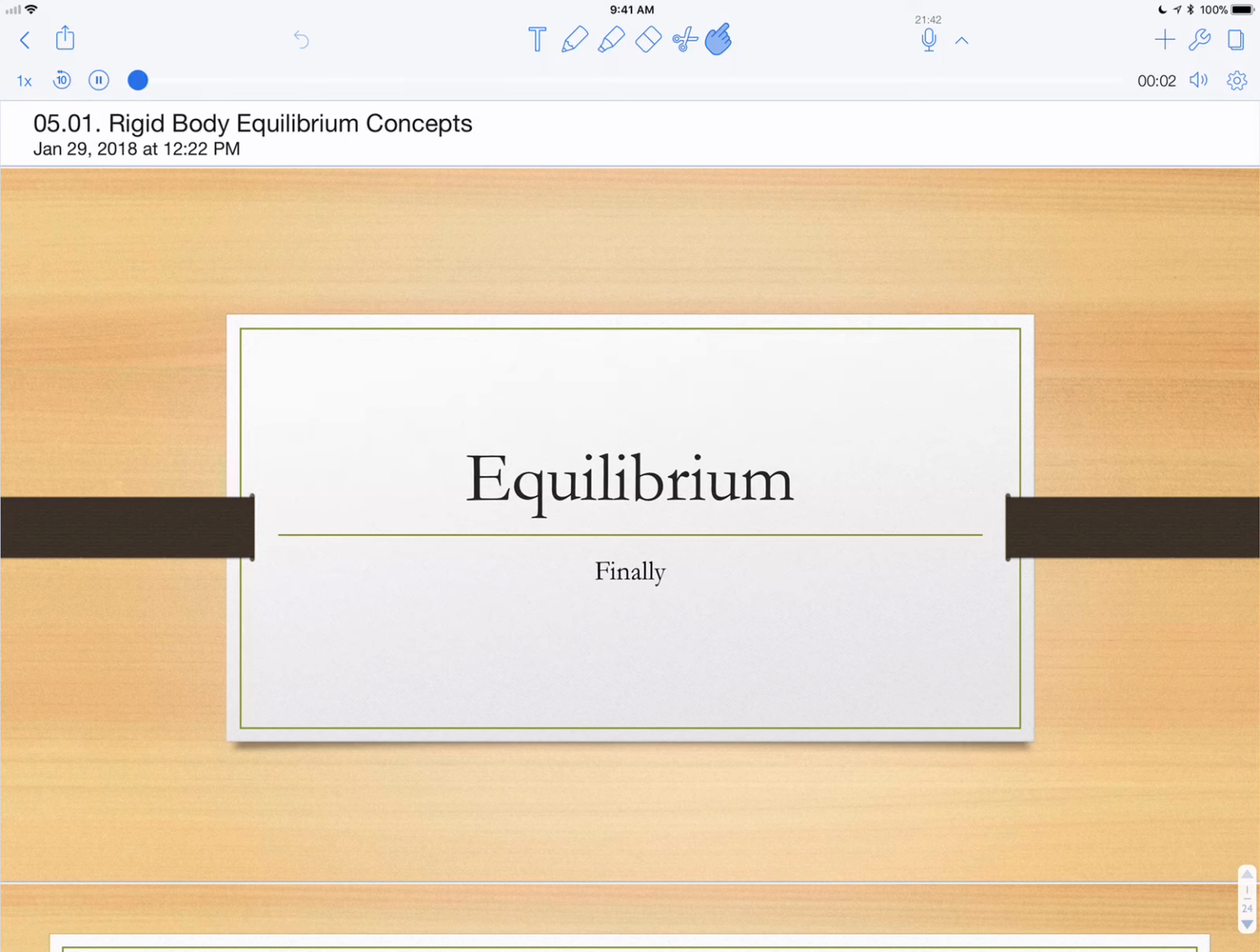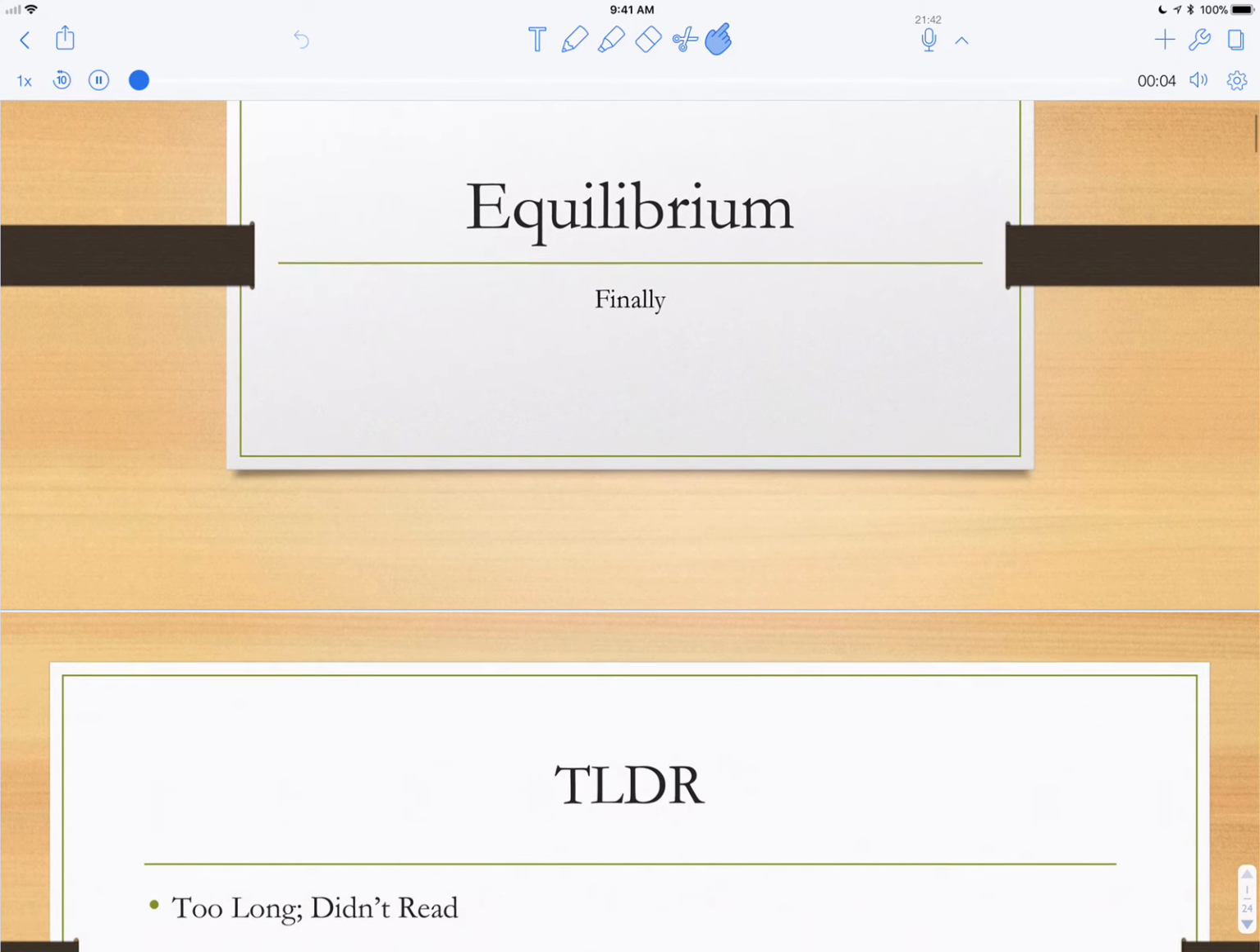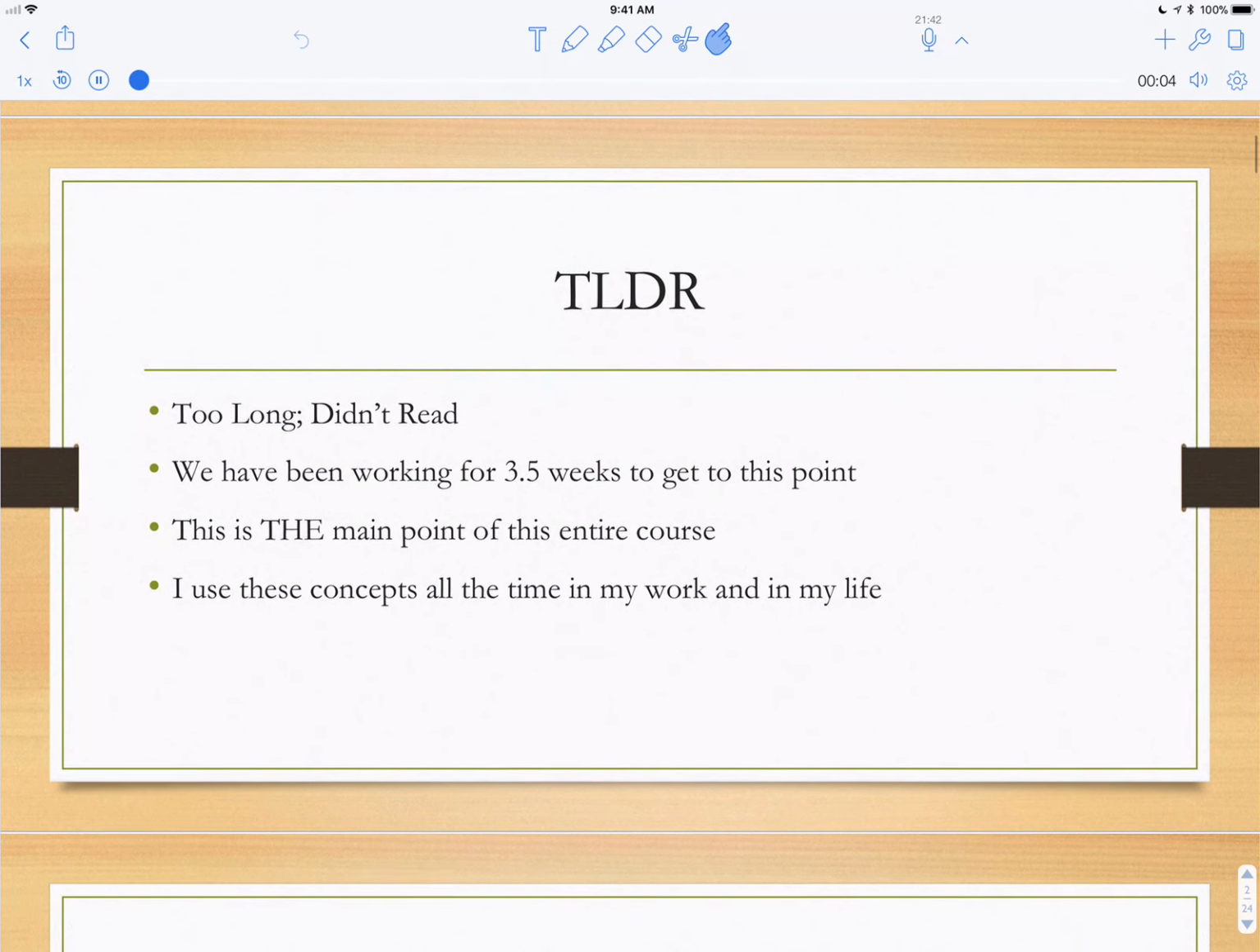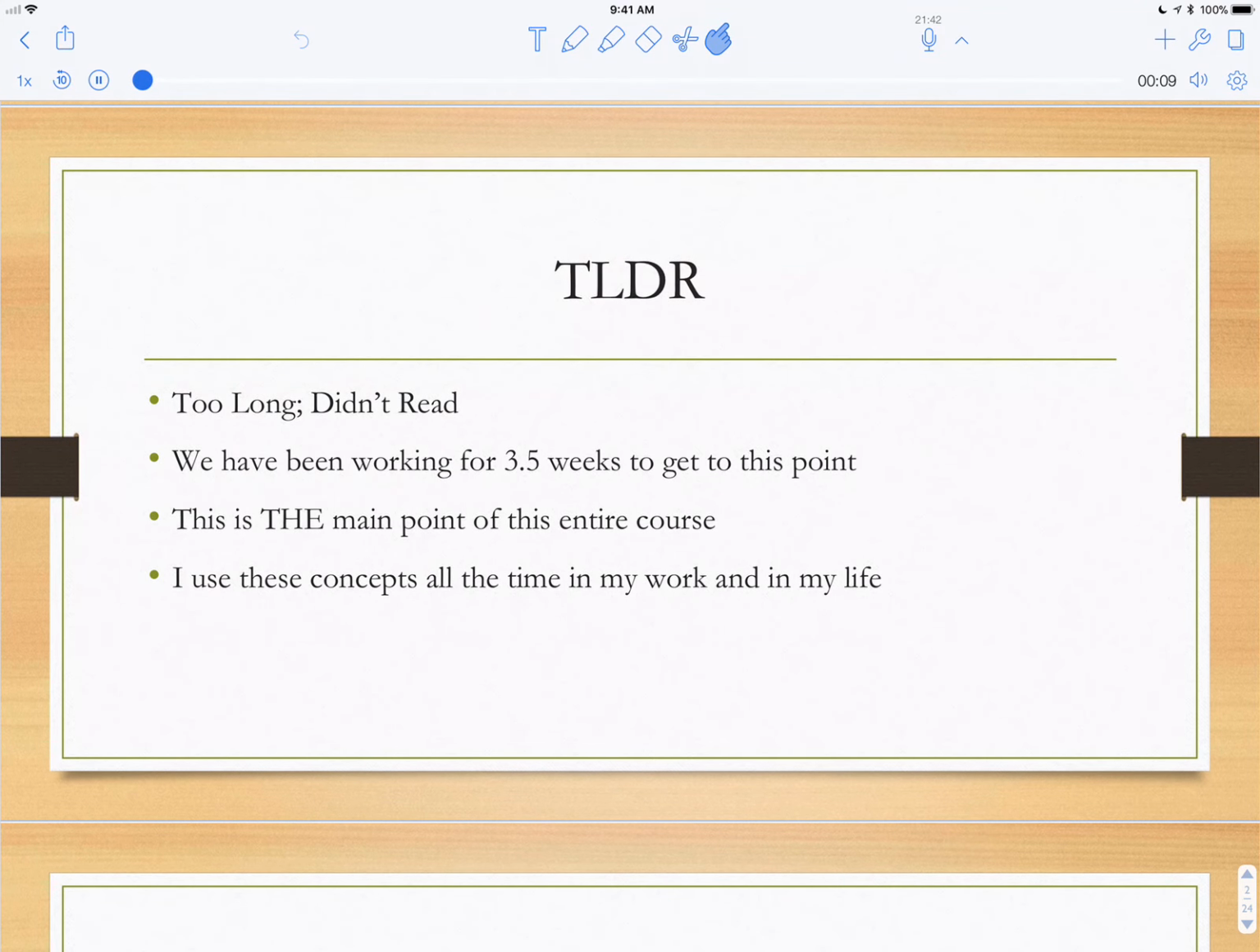Sometimes when I get an email that's really long, could be long as the neck of a giraffe, it's too long. I don't read it, and I'll just write TLDR. Too long, didn't read. Well, we've been working for 3.5 weeks to get to this point, and I hope it's not TLDR for you because this is the main point.